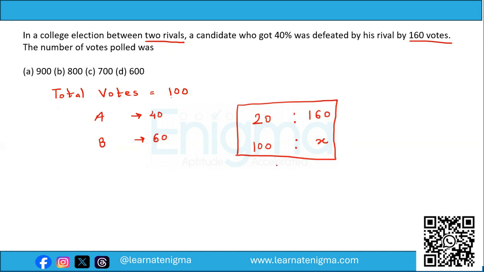Now you can cross multiply and get the answer. So x is equal to 160 into 100 upon 20. Answer comes out to be 800.